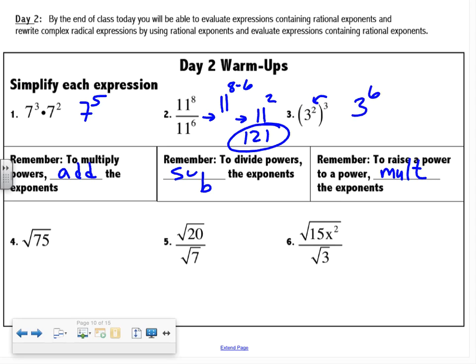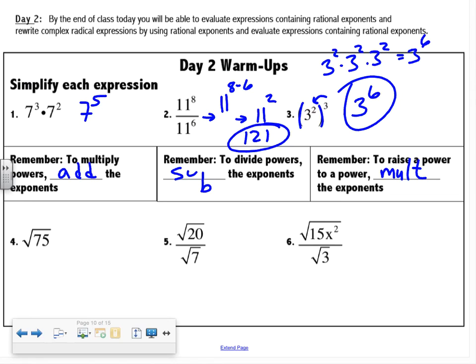Now, another reason to think about why this rule exists, when you think about taking everything in parentheses to the 3rd power, it really means you're taking 3 squared times 3 squared times 3 squared. You're doing it 3 times. And if you use the rule from number 1, you would end up adding the exponents and you'd still get 3 to the 6th. 3 to the 6th is a pretty big number. If you leave it as 3 to the 6th, I'll call it good.